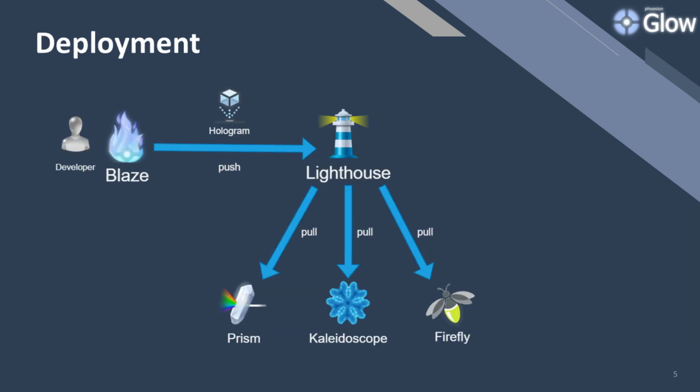In this slide, we can see the deployment and rollout flow of our services. The developer pushes the deployment request and files to the Lighthouse and informs all the entities to begin rollout. Each entity then pulls the new deployment from the Lighthouse and applies it locally.